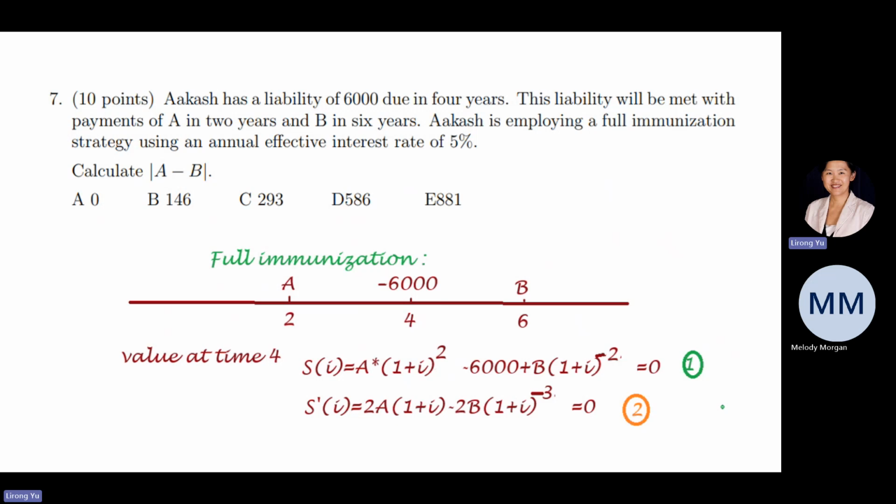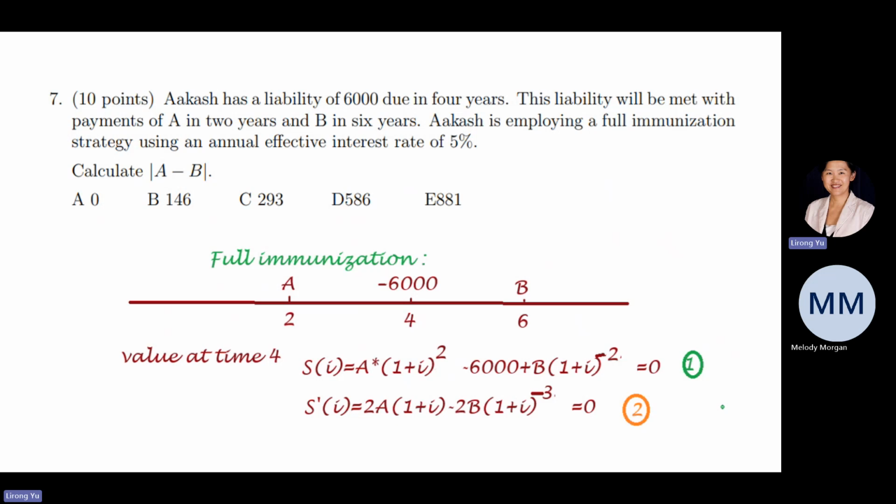Okay, so I'm writing the full immunization equation using the compound interest formula. Are we okay? I'm setting up the equation for time 4. Remember, an equation of value can be set up at any given time. Most of the time, we write the equation for time 0, that's why we calculate present value all the time. But to lower the power, it's easier to calculate the equation of value at time 4. So we draw the timeline and we realize that at time 4, the total value will have negative 6,000, still negative 6,000.